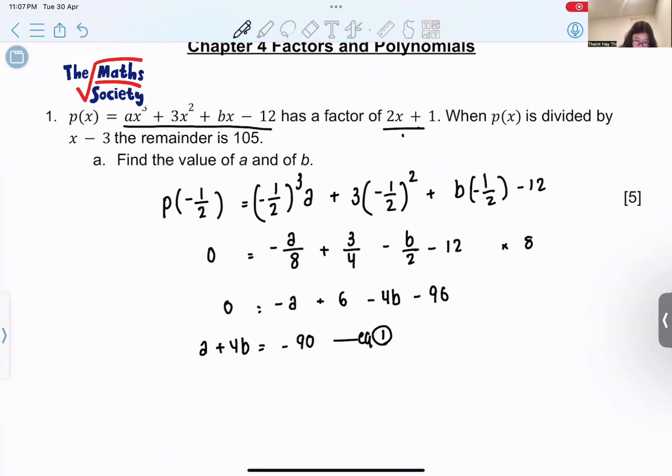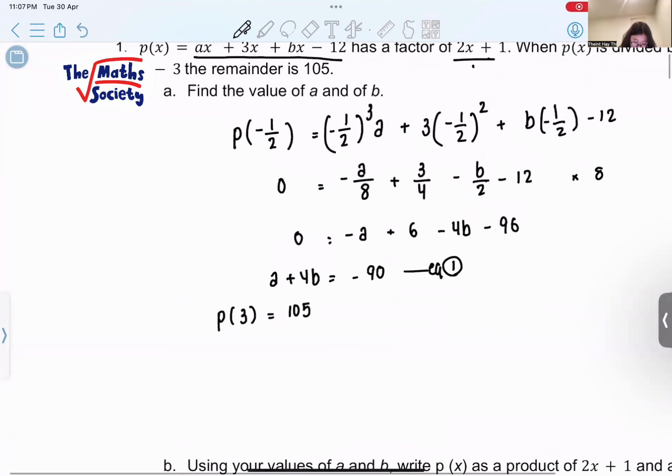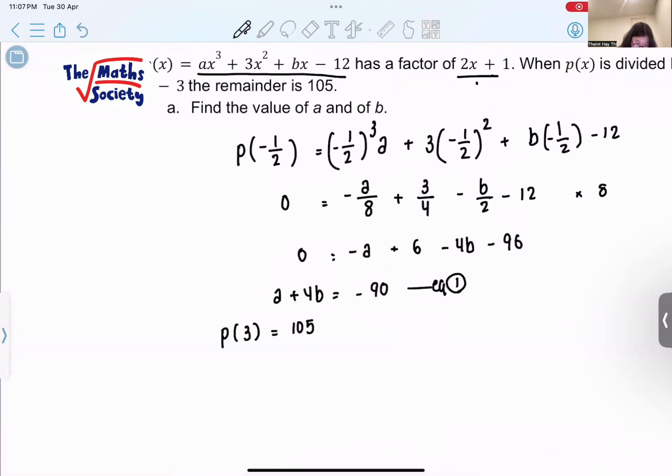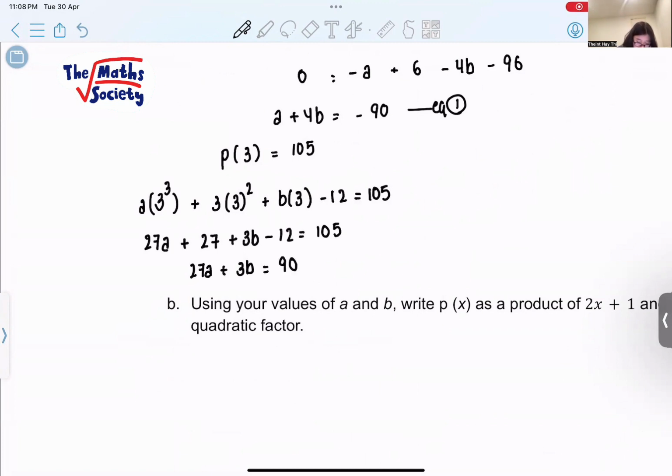To find equation 2, p of x divided by x minus 3 has remainder 15. So if x equals 3, then it's going to be left with 15, right? Because it's ax cubed, which is a times 3 cubed, plus 3 times 3 squared plus b times 3 minus 12 equals 15. So you'll get 27a plus 27 plus 3b minus 12 equals 15. Then you have 27a plus 3b; let's move it to the other side, which is 15 minus 27 plus 12, and you'll get 0. And that is going to be your second equation.